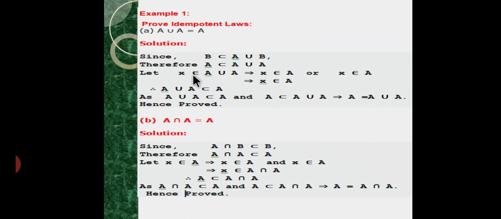So let an element x belong to A union A. What is the condition for union? x belongs to A or x belongs to A, which gives x belongs to A. So A union A is a subset of A. As A union A is a subset of A and A is a subset of A union A, that gives A union A is equal to A. So hence proved.